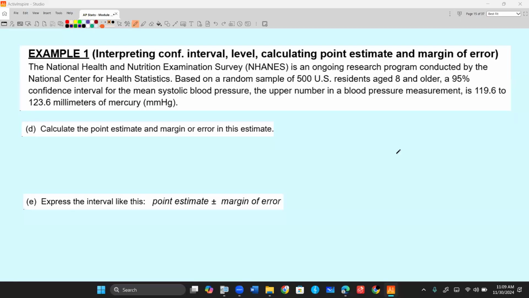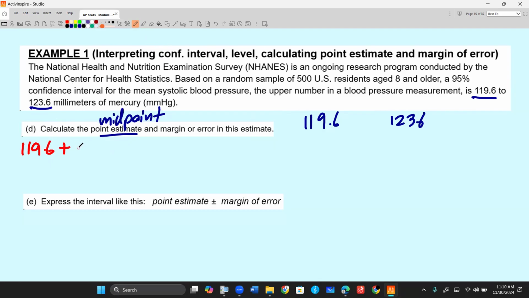Part D, calculate the point estimate and the margin of error for this estimate. So let's go back to the interval. We have 119.6 and 123.6. The point estimate is the midpoint, right in the middle. We get that by averaging these two numbers together. So what we'll do is we'll take the 119.6, we're going to add the 123.6, and then we're going to divide that number by 2.